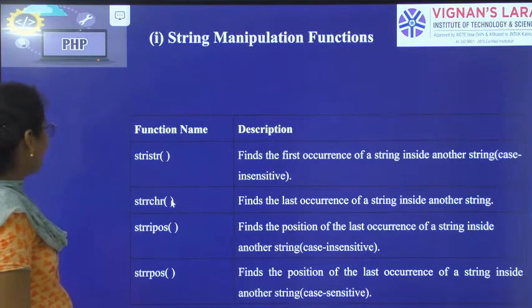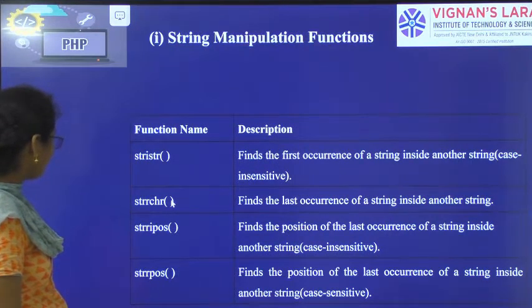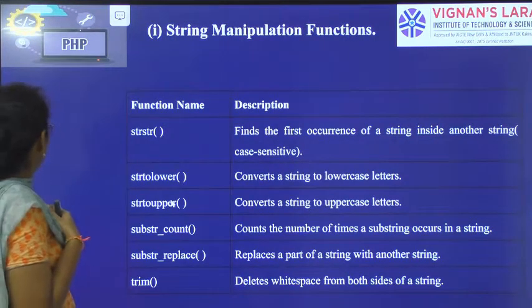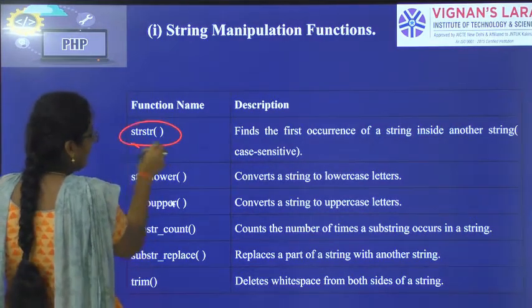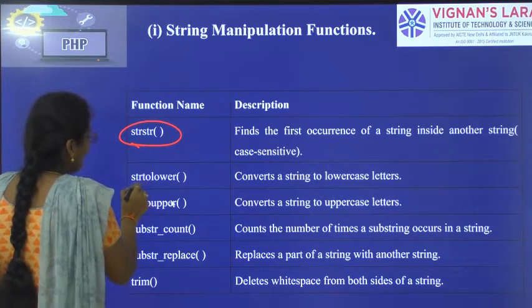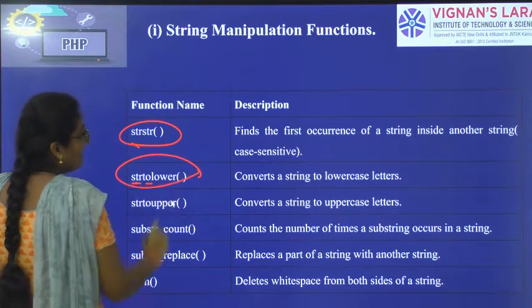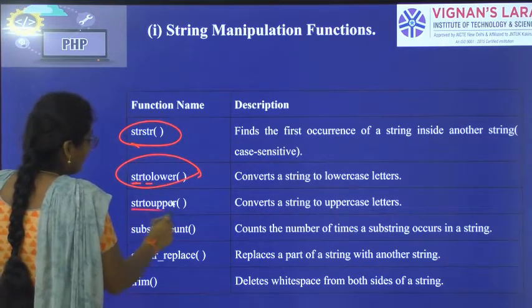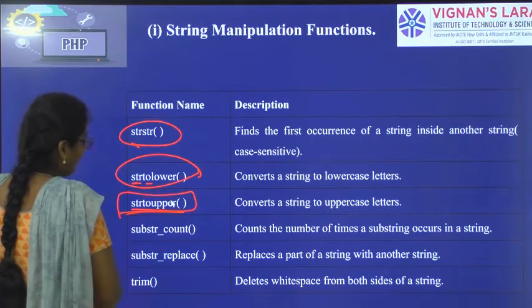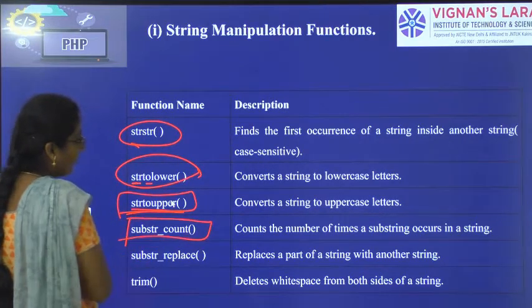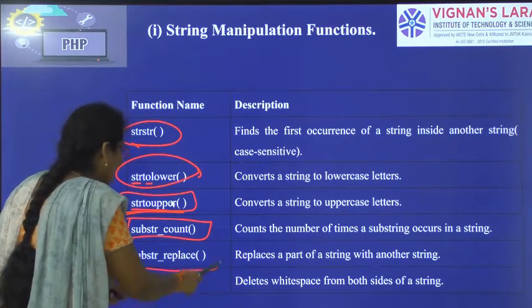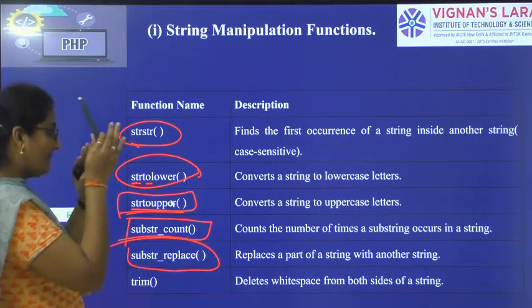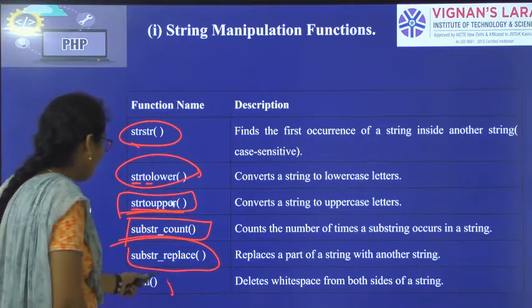So let us see some more string manipulation functions. strstr finds the occurrence of a string in another string. strtolower converts the string into lowercase. strtoupper converts the string into uppercase. substr_count counts the number of times a string occurred. substr_replace replaces part of a string with another.